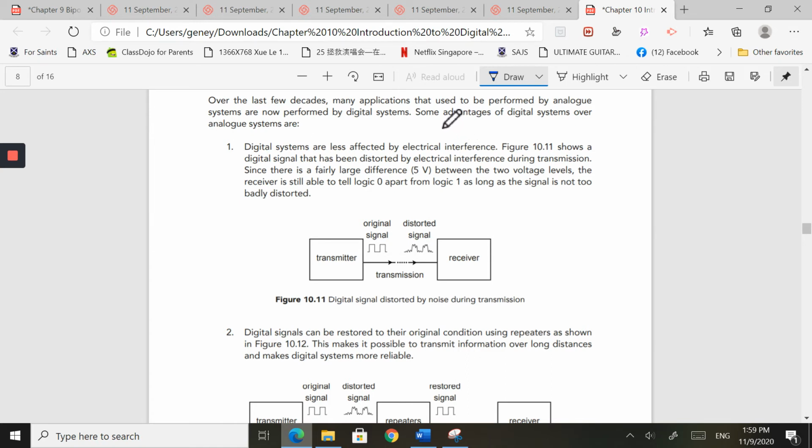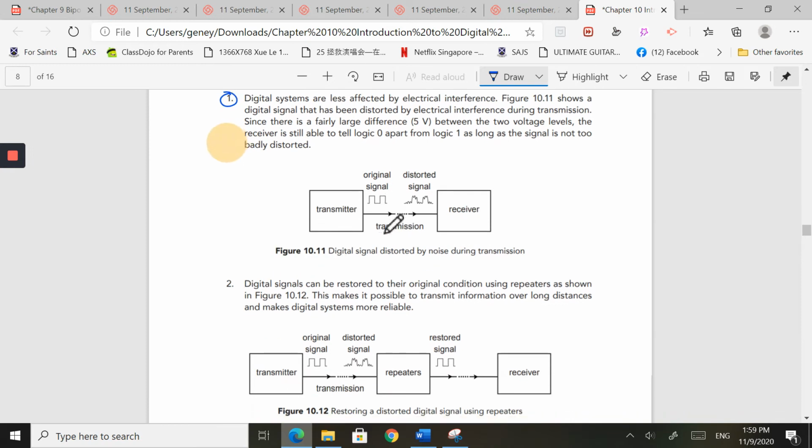Now, what you do need to know is that there are advantages of digital signals. Remember the first one: they are less affected by electrical interference. And even if they are, we can restore the signal. That's the second advantage. Because all we need to know is above a certain value, I know it's a high. Below a certain value, I know it's a low. So I can restore it to a high, low, high, low.